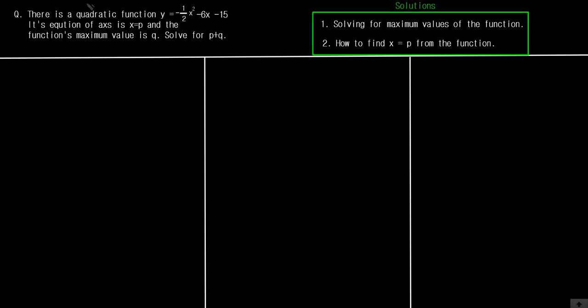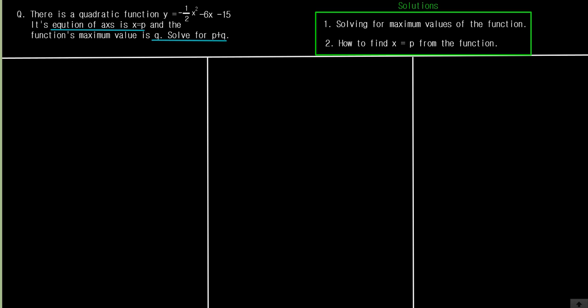The question is: there is a quadratic function y equals -1/2 x squared minus 6x minus 15, and its axis of symmetry is x equals p, and the function's maximum value is equal to q. Our ultimate goal here is to solve for p plus q.